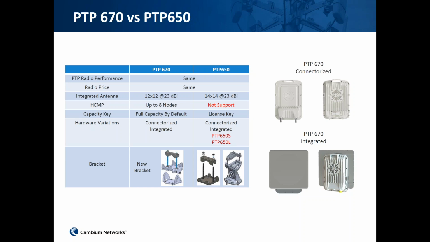Another change is that the 650 comes in the 650, 650S, and the 650L, which is a slightly different form factor. We do not have that. We just have two variations: the PTP 670 connectorized and the PTP 670 integrated version. We also have new mounting brackets. These have the tilt mechanism in them as the 650 does, but they look better, are much easier to handle, and are a little bit lighter, but the durability and sturdiness is the same. Rather than the previous bulkier one, we have tried to make it much leaner, while keeping the same application.